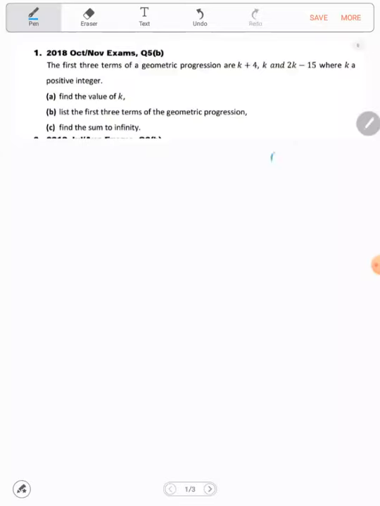We know that the common ratio is equal to the second term divided by the first term, or we can get the third term divided by the second term. But these two are equal, so it's the same thing that we are going to do. We are going to do as if we are finding a common ratio, which will be equal to k divided by k plus 4, which is equal to 2k minus 15 divided by k.